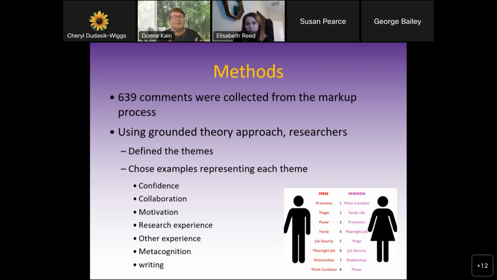And some of the themes that we found were confidence. Well, we were looking for confidence. So confidence, collaboration, motivation, research experience, other experience, metacognition, and writing. These were the themes that were in the comments that the assessors, that the faculty members put on these documents. So fortunately, we did find confidence.